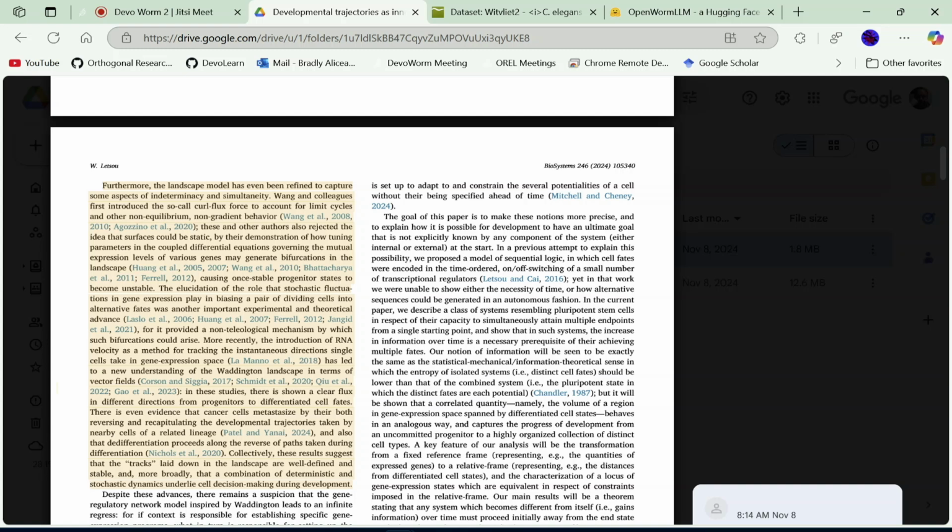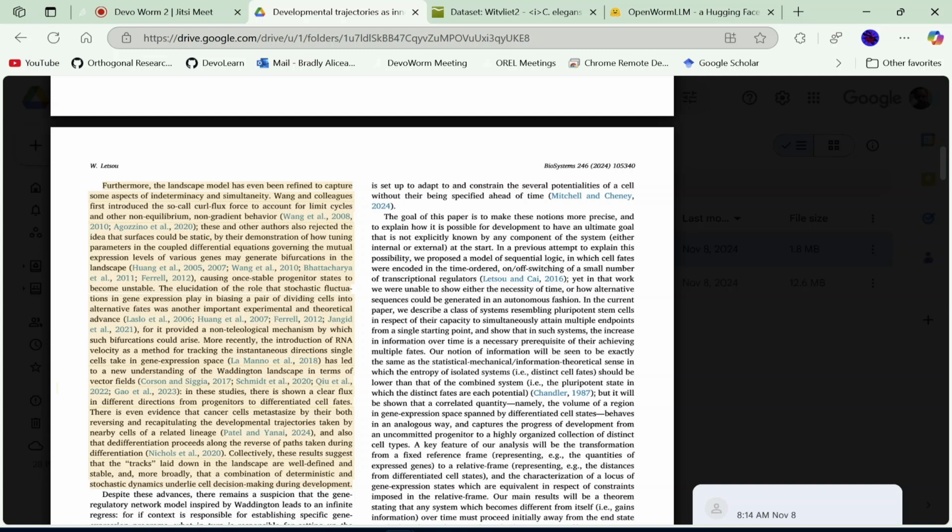There is even evidence that cancer cells metastasized by both reversing and recapitulating the developmental trajectories taken by nearby cells of a related lineage. So this is where they're either replicating the developmental trajectory or reversing the developmental trajectory. And these are cancer cells. So these are cancer cells that are growing much like a tissue with the types of cells that were hijacked by the cancer.